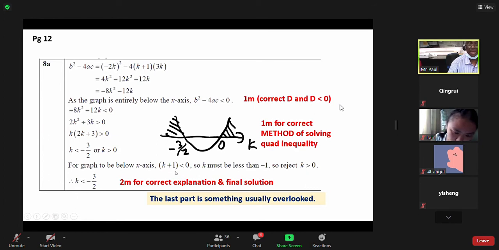So because k plus 1 is less than 0, k must be less than -1. If k is less than -1, then you have to reject that k is greater than 0. Not here, but in the final answer. You cannot write this one for your final. This is your answer. Okay? Any questions? As I said, the common mistake was this part, which is very careless, can't help you. Okay?